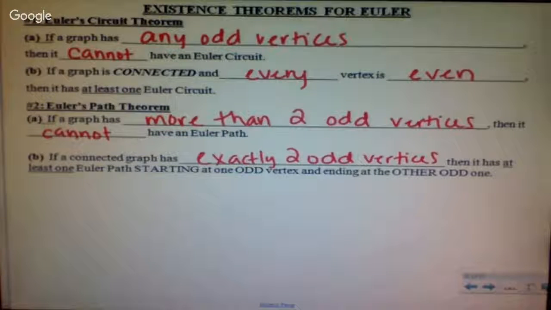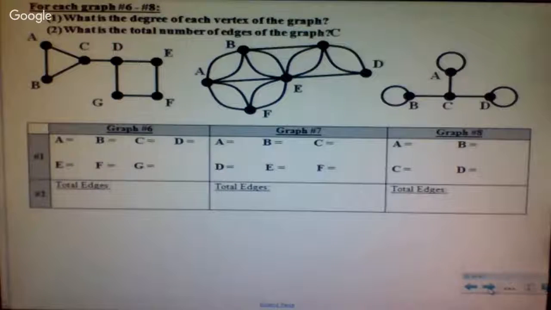Any questions about the first 2 theorems? All even for a circuit, exactly 2 odd for a path. Your next investigation is going to give us 2 formulas, and then we're done. So we're kind of doing the same thing here, but all we're looking at is the degree of each vertex and the total number of edges in the graphs.